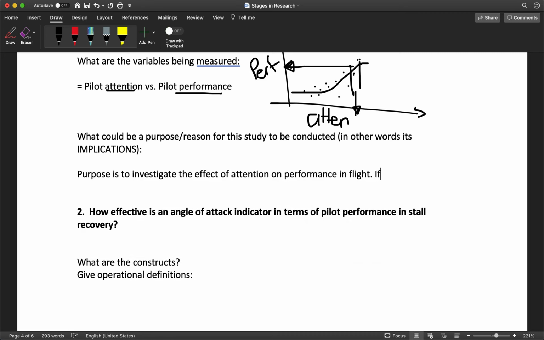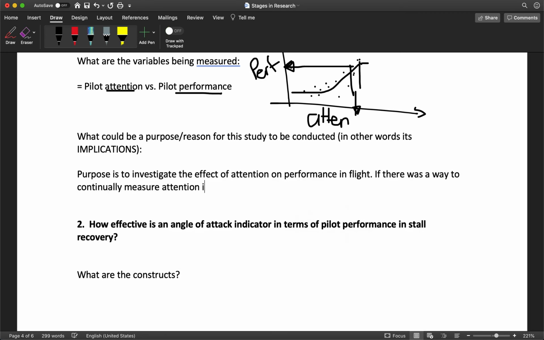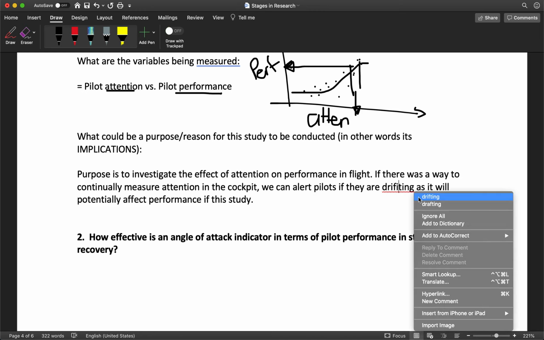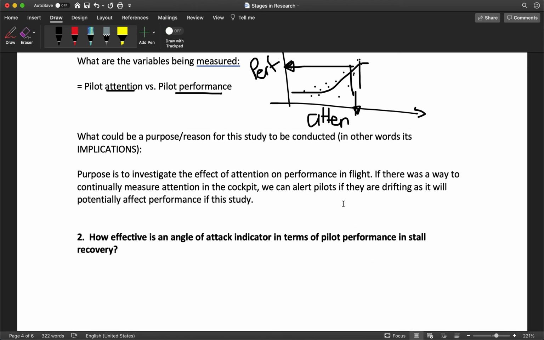If there was a way to continually measure attention in the cockpit, we can alert pilots if they are drifting, as it will potentially affect performance. If my hypotheses are proven in this study or not proven. You really shouldn't say the word proven, but measured in this study or demonstrated in this study, right?